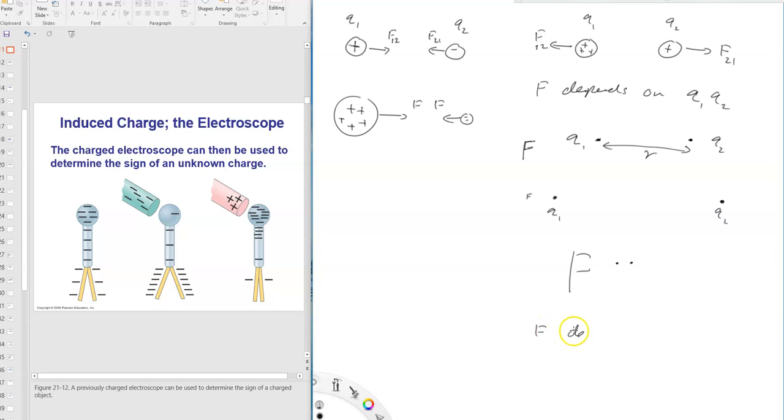So F depends on distance or the separation, or we say center to center distance. Like if you have two spheres like this, we have to take, like in this diagram right here, the center to center distance. Depends on distance inversely.